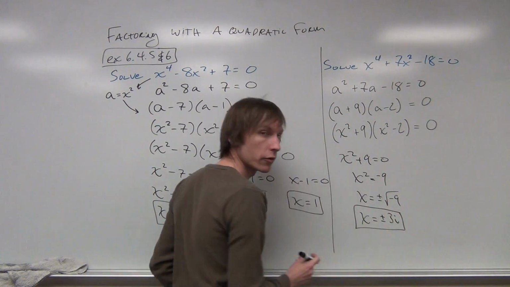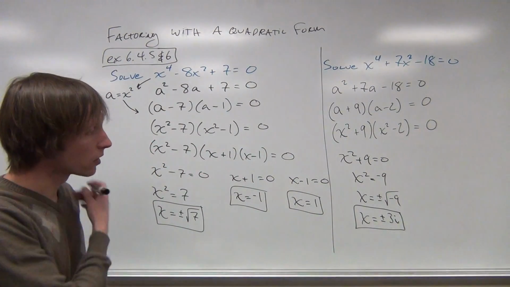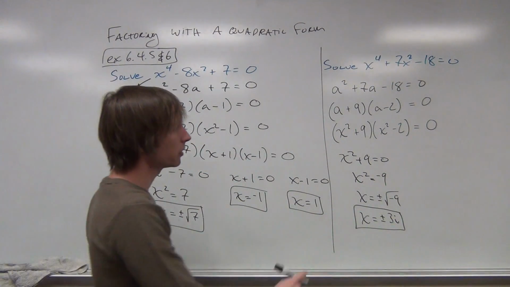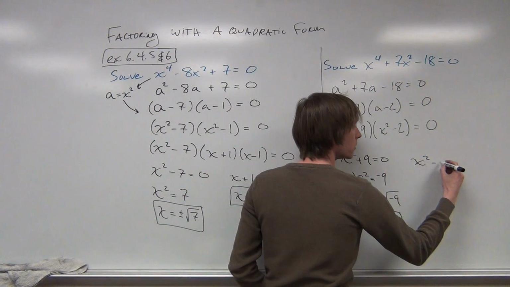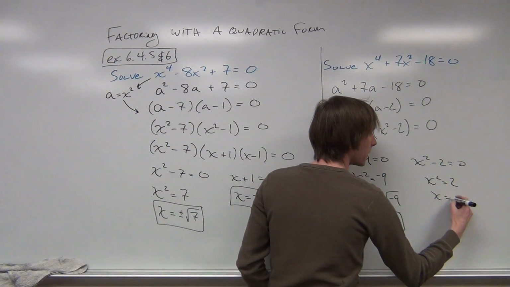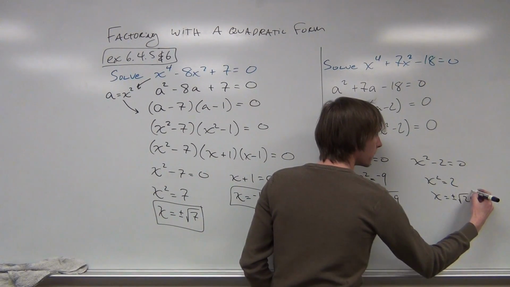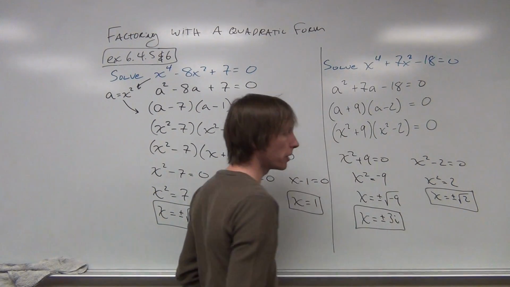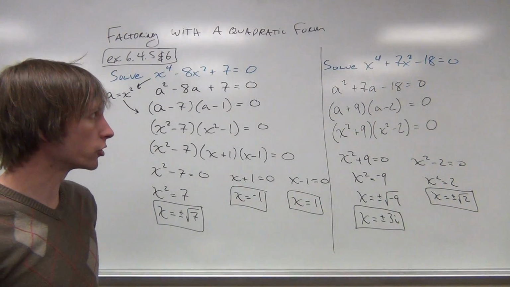There's two of my roots, positive 3i and negative 3i. Over here, x is equal to positive radical 2 and negative radical 2.